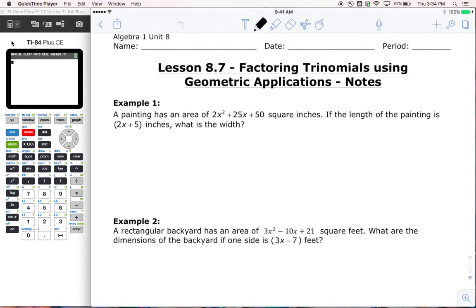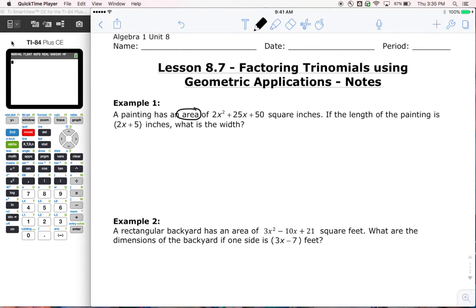All right, first example. A painting has an area of 2x squared plus 25x plus 50 square inches. If the length of the painting is 2x plus 5 inches, what is the width? So you'll notice that today, for the first time, they actually give you the whole trinomial, and then they give you one of the sides. So they give you kind of part of the factored form, and then they give you the whole distributed form. So let's take a look at what this is really saying.